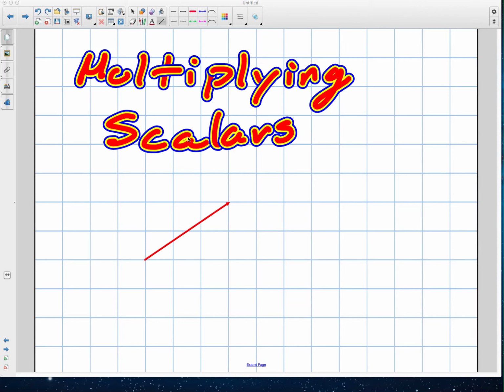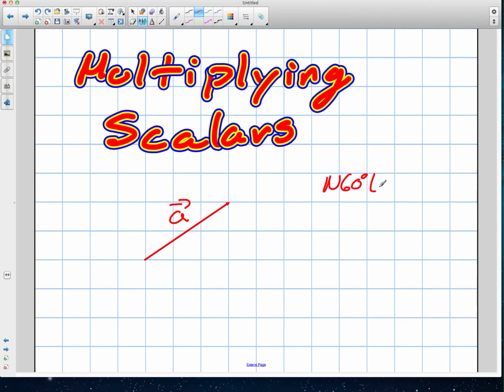Okay, the next thing we're going to cover is a quick recap of multiplying scalars. First off, this red line I've drawn, we're going to call this vector A, let's say. So this is vector A. It represents a direction. It looks like it's not quite 45 degrees, maybe 60 degrees northeast. Give it an estimate.